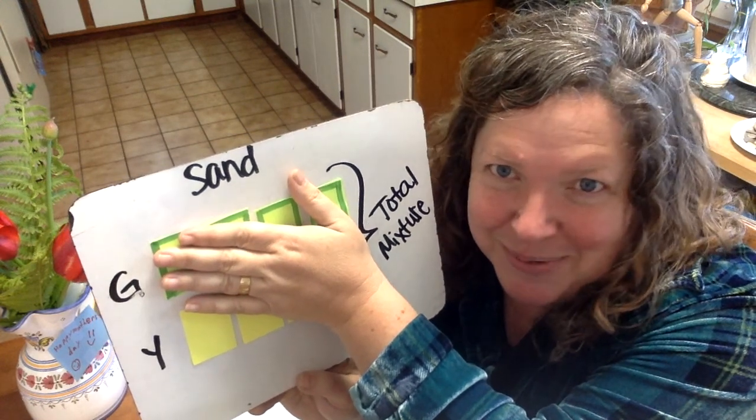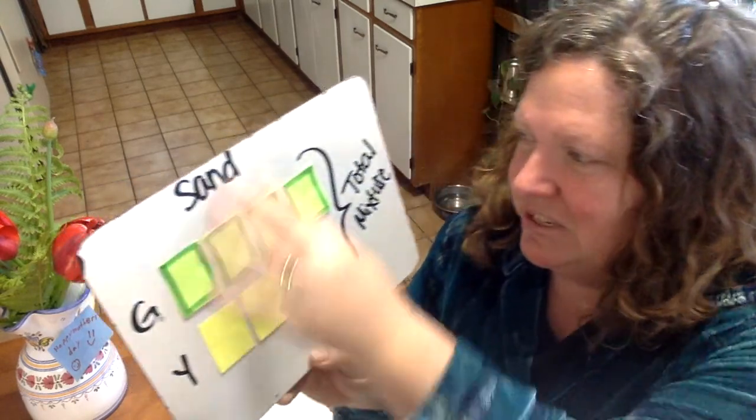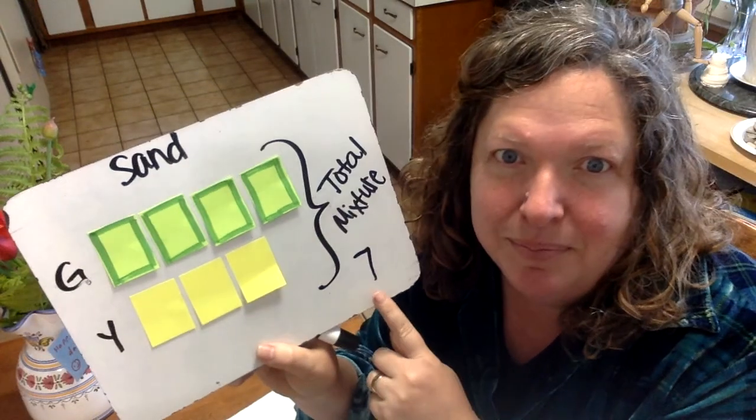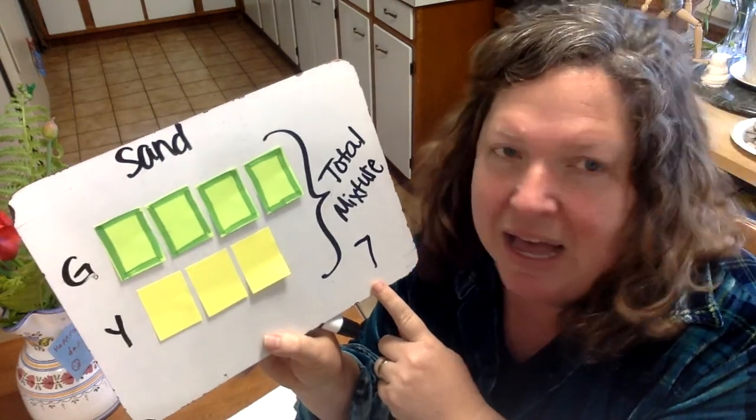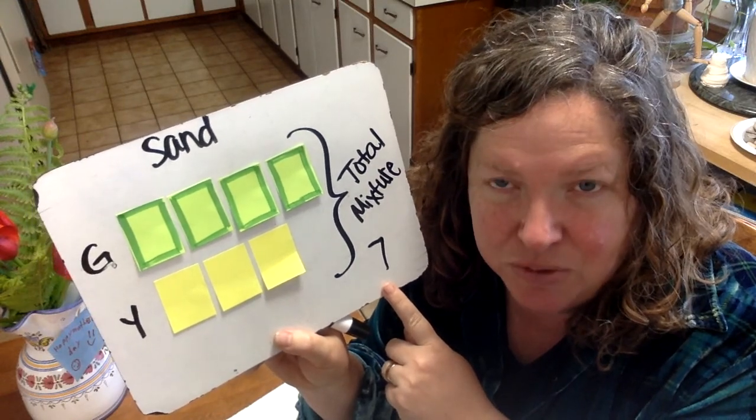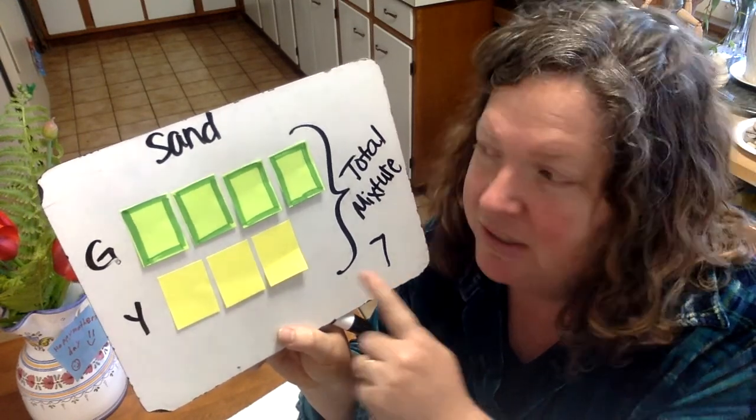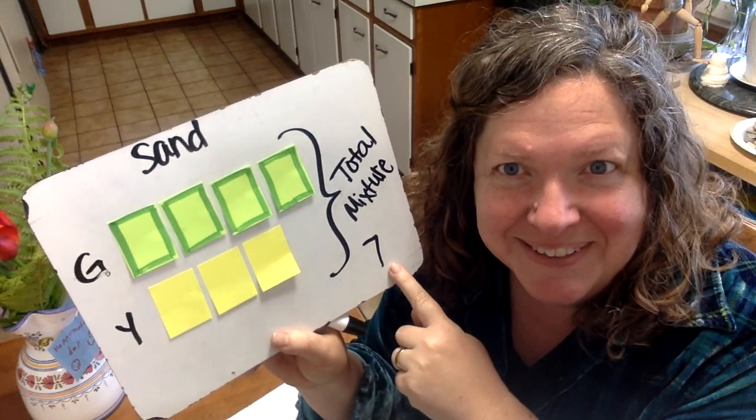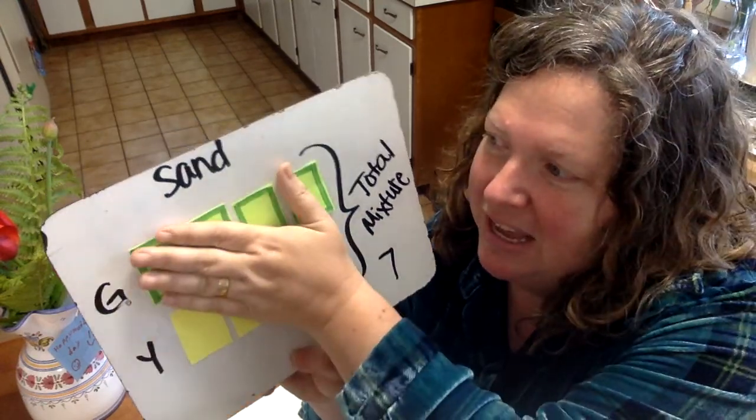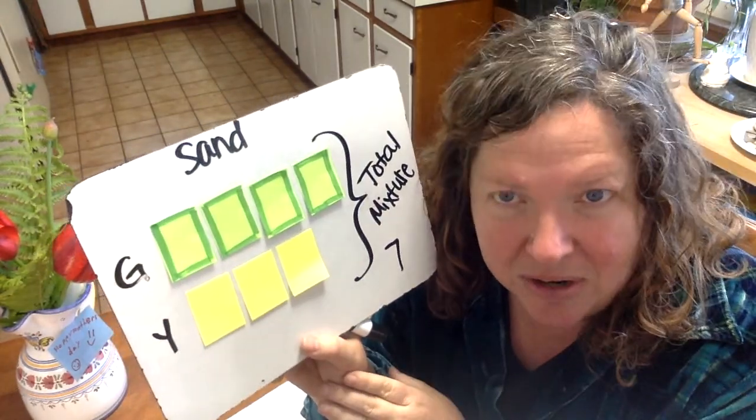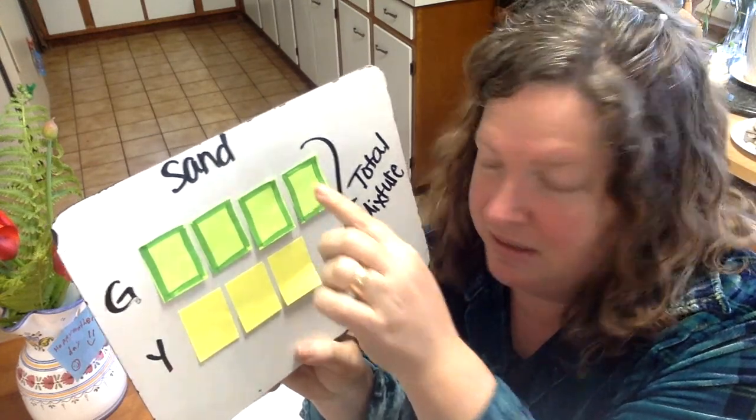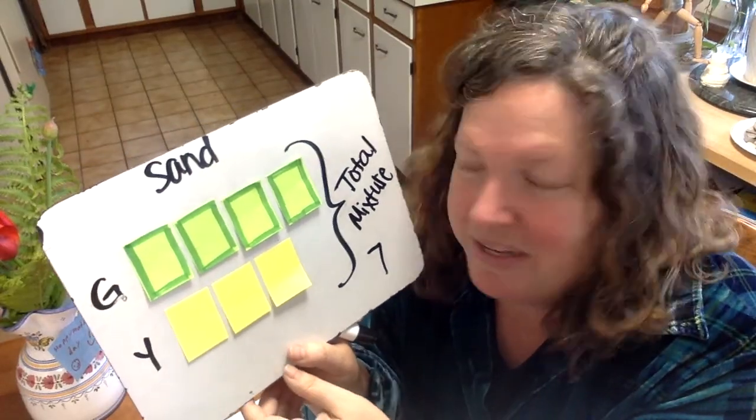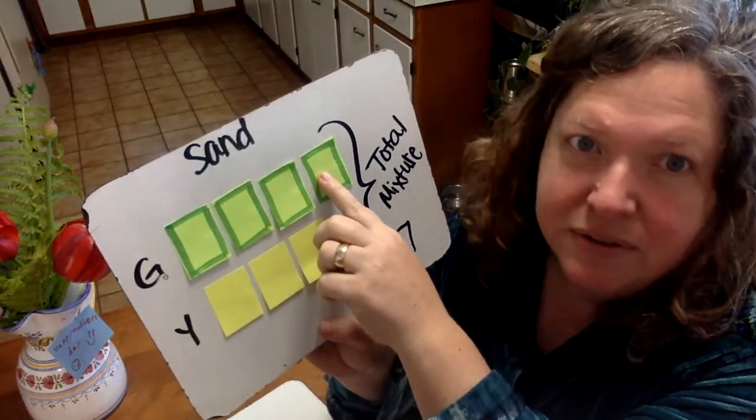Well, it's not 4 and it's not 3. It's 7. There's 7 parts total. So the total mixture has 7 parts to it. So, how many parts out of the total is green? It's 4 to 7. We have 4 greens out of the whole 7 parts. So 4 parts are green out of a total of 7 parts. So let's pause and write that. How do we write 4 to 7?